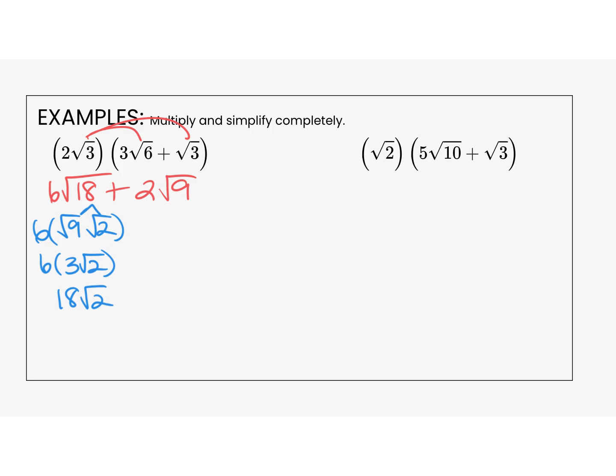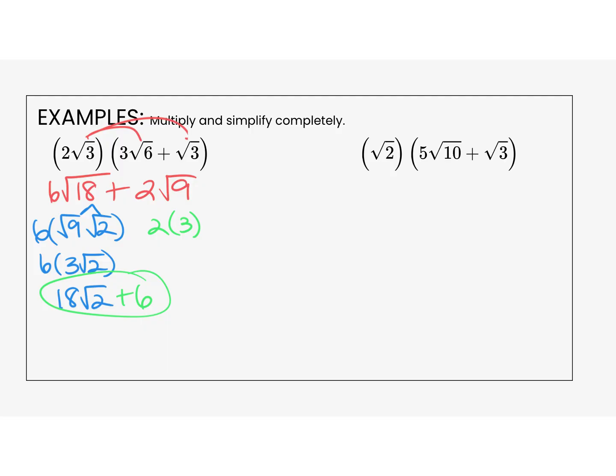And then 2 root 9, well, root 9 is just 3. So that would be plus 6. But again, those are not like terms because they don't have the same radicals. So we just leave our answer like that. So 18 root 2 plus 6.